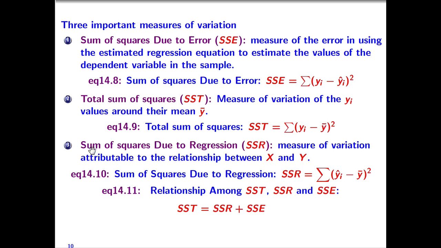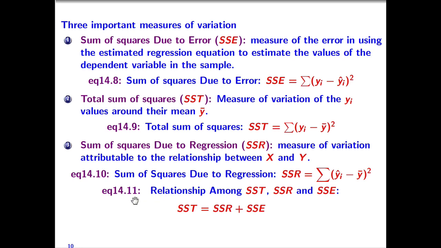The third one is the sum of squares due to regression, or SSR. It's a measure of variation attributable to the relationship between X and Y. And sum of squares due to regression, SSR, is equal to the sum of yi hat minus y bar squared.